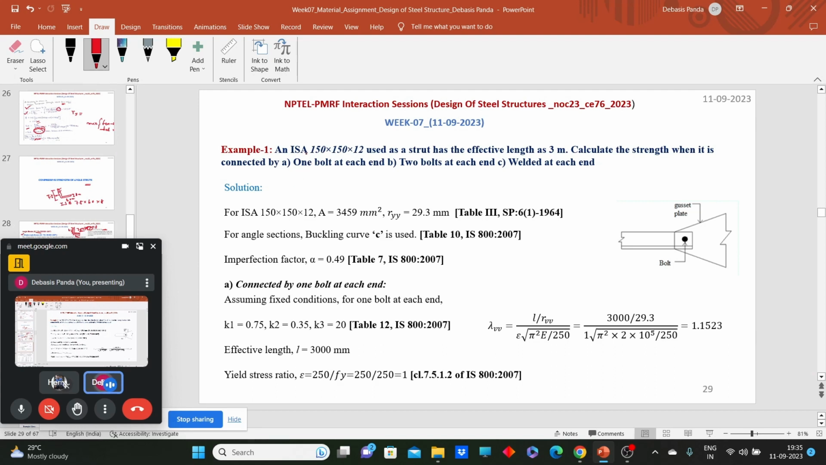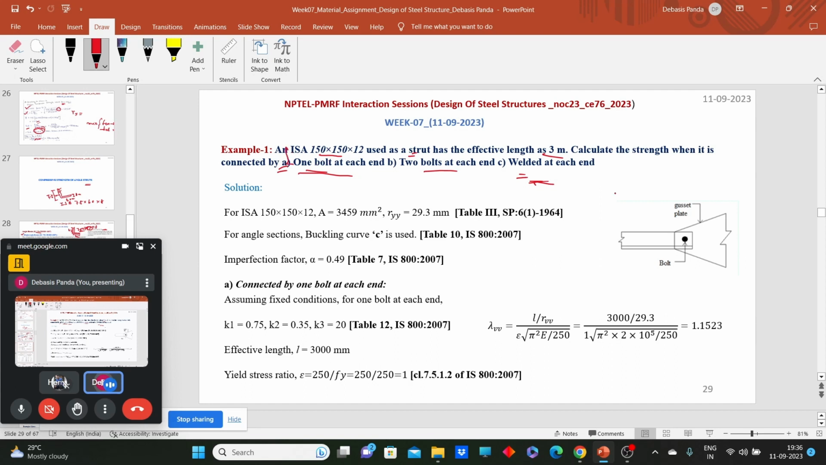What does that example say? An ISA, Indian Standard equal angle section of 150 into 150 into 12 used as a strut has an effective length of 3 meter. Calculate the strength when it is connected, in the first case, by one bolt. Now here, the K values, K1, K2 and K3 that I just mentioned, will be influenced by whether there are 1 or 2 bolts. So in the first case we need to calculate for 1 bolt, then for 2 bolts, and then the welded connection. The 2 bolt and welded connection will be the same thing. So first we will look at the 1 bolt connection.